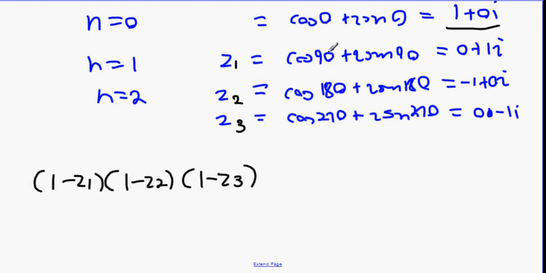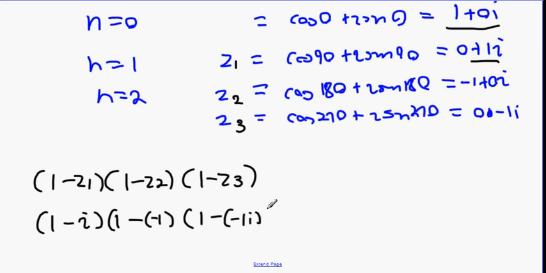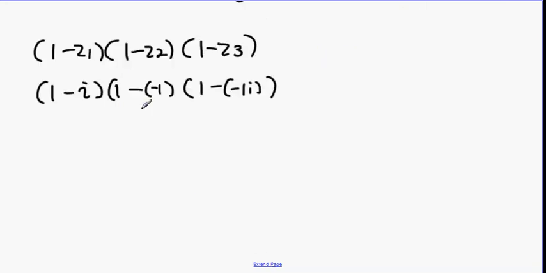Figure out what it is. So 1 minus Z1 is going to be 1 minus i. 1 minus Z2 is going to be 1 minus, now Z2 is minus 1, so 1 minus minus 1. And then the next one is 1 minus Z3, which is 1 minus, close bracket, minus i. Now we get 2 from this one here.